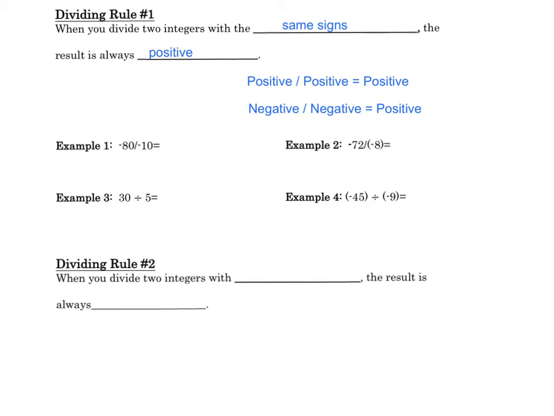Let's look at example 1. Negative 80 divided by negative 10. We have a negative divided by a negative, which gives us a positive, and 80 divided by 10 equals 8. So our answer is positive 8.